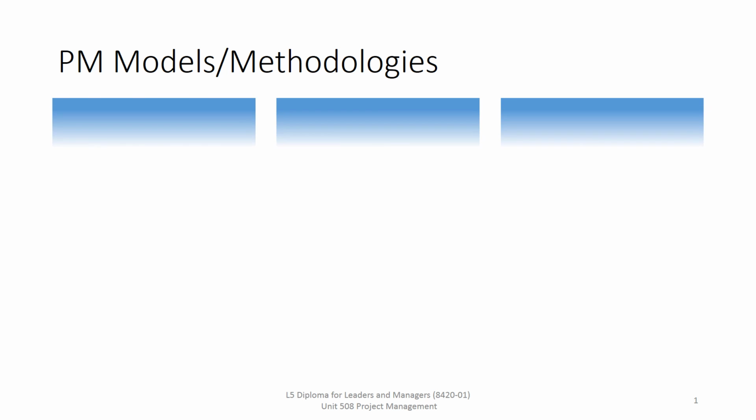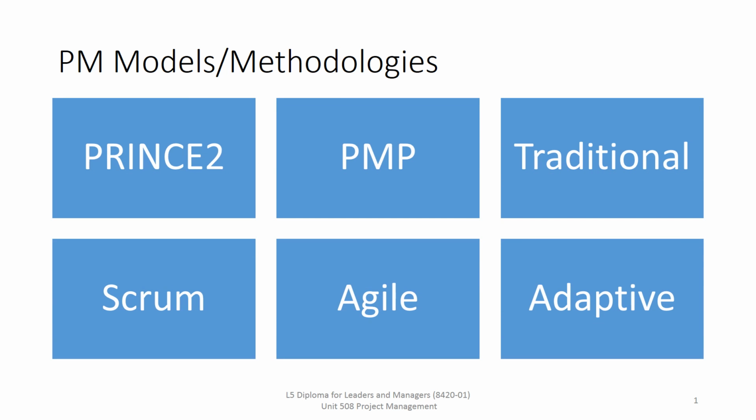We're going to look at Prince2, we'll look at PMP, traditional or waterfall, Scrum, Agile, and adaptive. And all the tools and techniques we've talked about from project management before can all fit into these models and methodologies. It's just a sort of structure or framework of how to go about things and where to focus on. So let's get started by having a look at Prince.